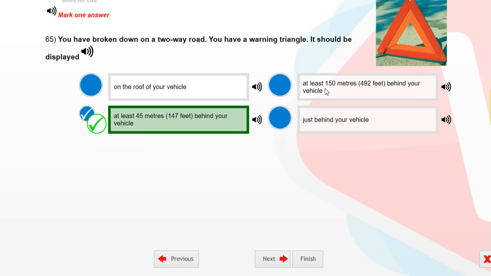You have broken down on a two-way road. You have a warning triangle. It should be displayed at least 45 meters, 147 feet behind your vehicle.